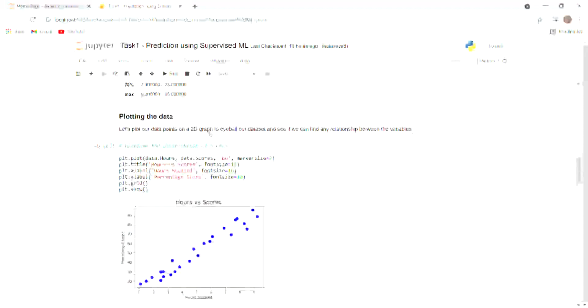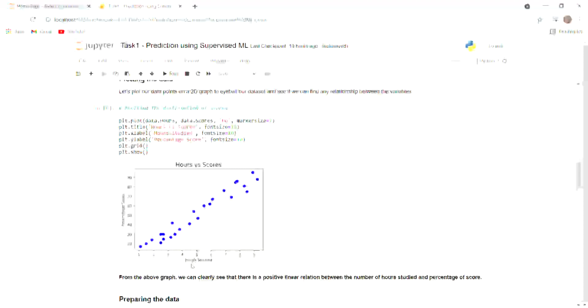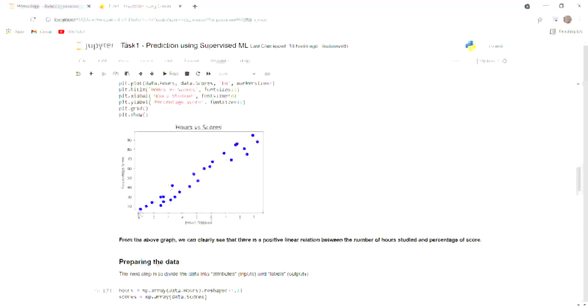So the next thing is that I've plotted the data. It is always better to plot the data to get an in-depth understanding of the data. Here I've kept the hours as the x-axis and percentage as the y-axis. And looking at the figure, we can say that there is a positive linear relation between hours and the percentage.